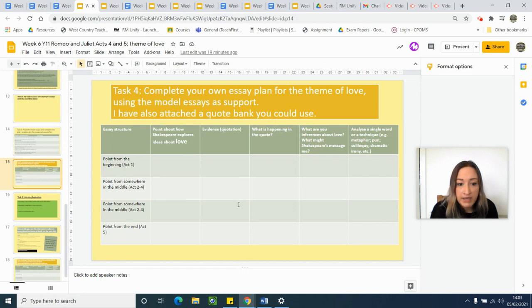And that might help you to plan this as well. But you can absolutely just use the quotes from one of the student essays, or actually a mixture of the student essays. Pick your favourite points that are made.